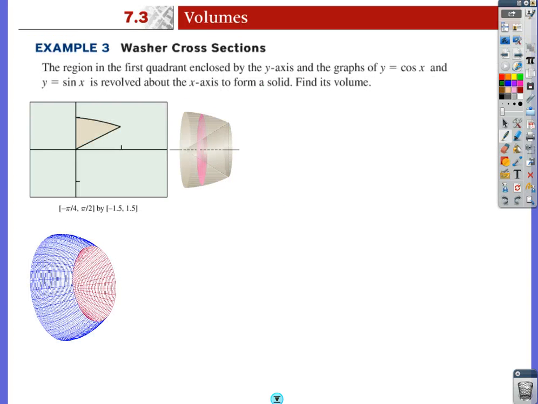Okay. So this first part here, when I sit down and take a look, this says here's a region in the first quadrant enclosed by the y-axis and the graphs of y equals cosine x and y equals sine x. And it's revolved around the x-axis to form a solid. So to help us out here, that top line, since it's starting up on top, is going to be our cosine x graph. The one down here on the bottom is our sine x graph. And they say it's going to rotate around the x-axis. So I want to draw that little rotation symbol there.